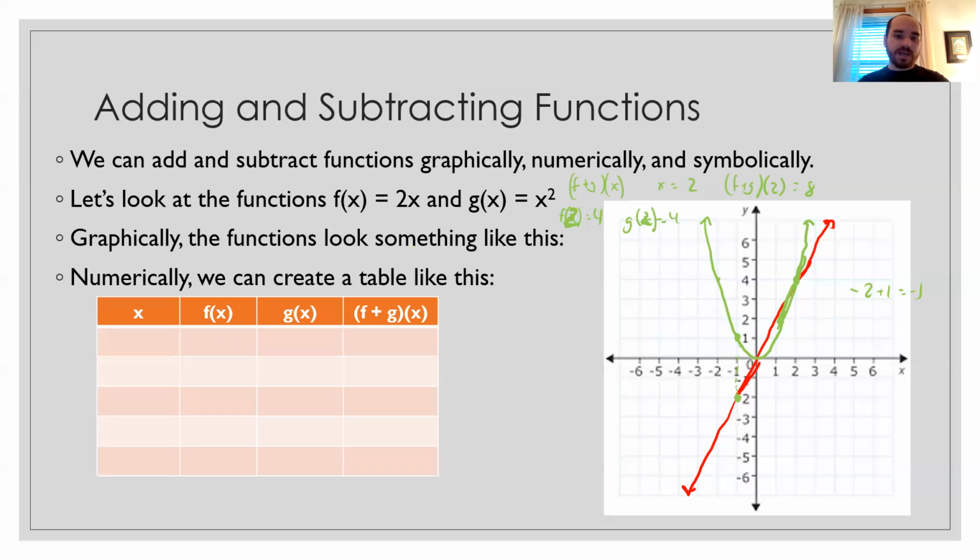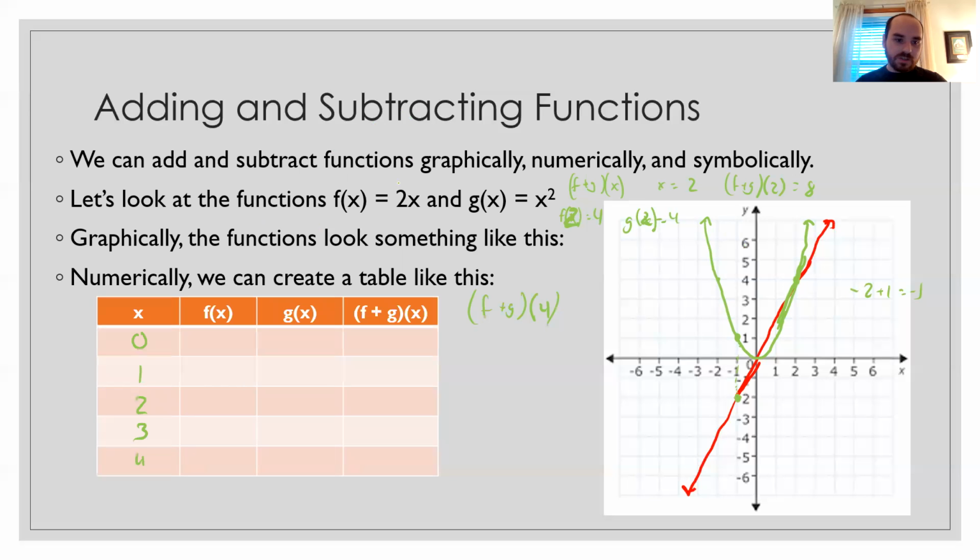Numerically, we can create a table. So in this case, let's say we have x equals 0, 1, 2, 3, 4. Let's say we want to find f plus g of, let's do in this case 4. We don't have 4 on our graph here, at least, actually, yeah, we don't have 4 for either of them, but we can solve them individually.